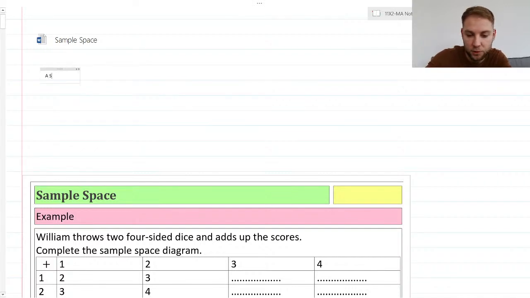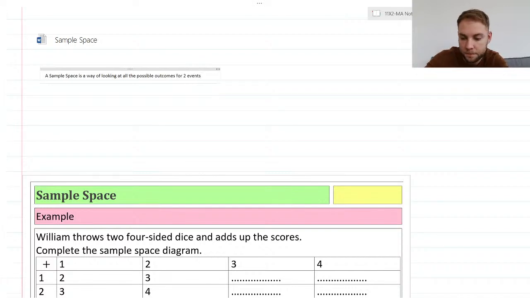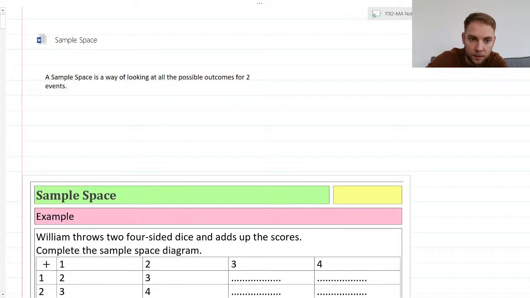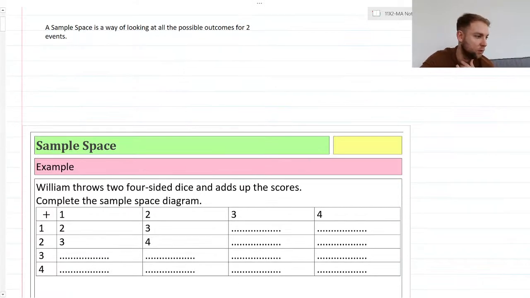So a sample space is a way of looking at all the possible outcomes for two events. So a sample space is a way of looking at all the possible outcomes for two events.